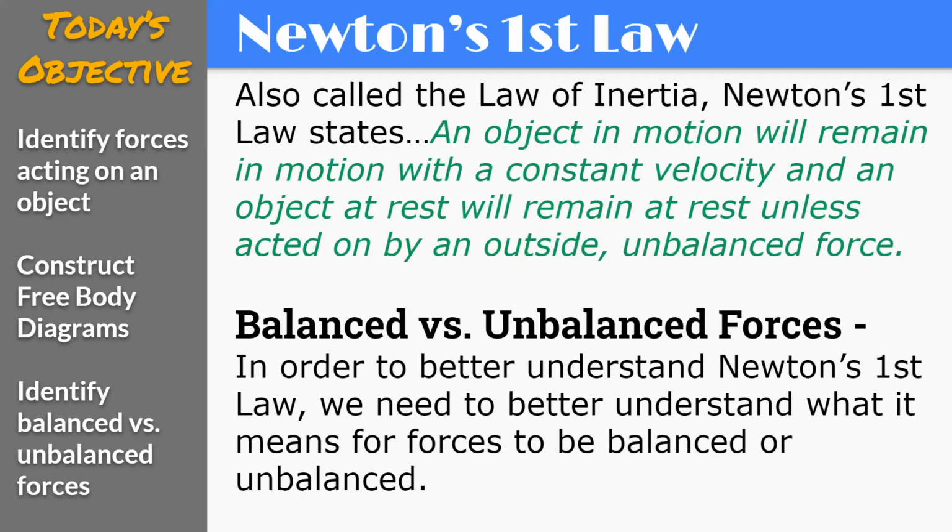Okay, so again, Newton's first law is also called the law of inertia. So we've defined inertia, but in terms of Newton's first law, this is what he said. He said an object in motion will remain in motion with a constant velocity, and an object at rest will remain at rest unless acted on by an outside unbalanced force. Okay, so you've probably heard this before. Sometimes it gets summarized and shortened, and sometimes they take out important words. But an object in motion will remain in motion with a constant velocity. Those words are important. Sometimes they get left out. Okay, and an object at rest will remain at rest unless acted on by an outside unbalanced force.